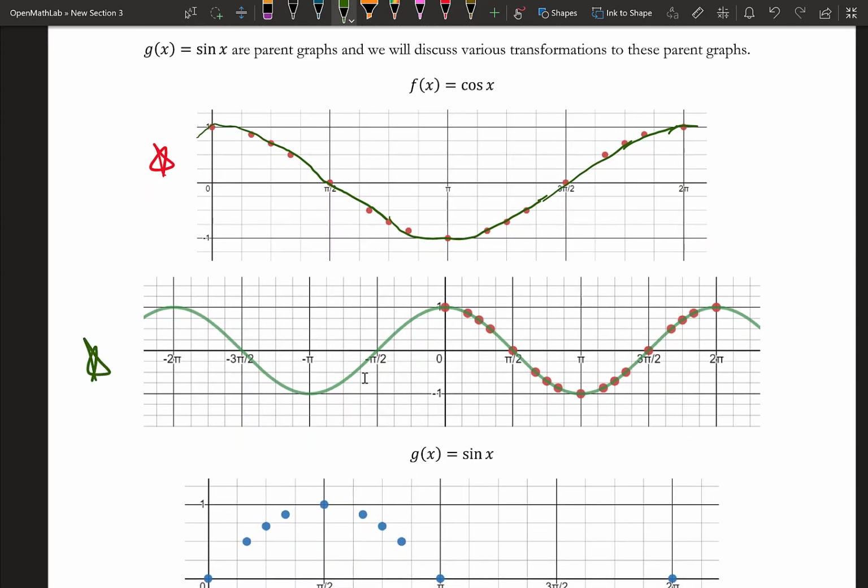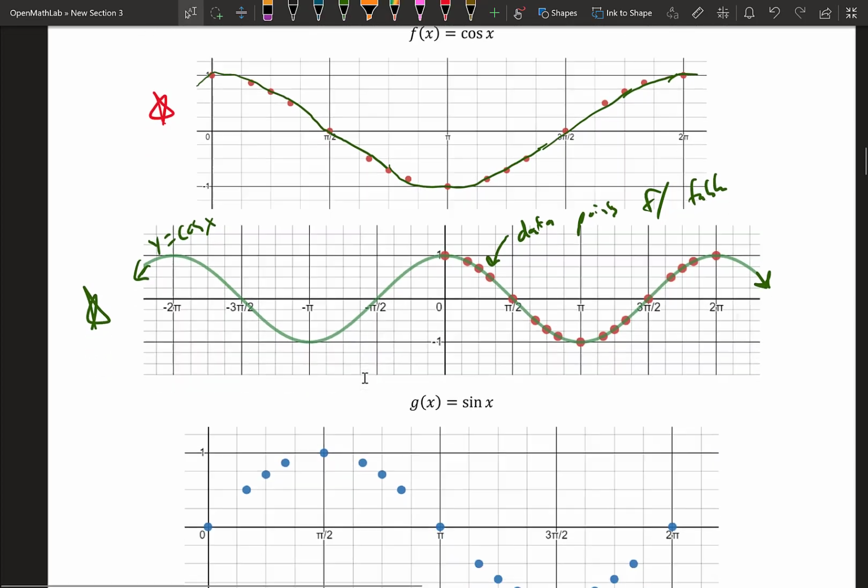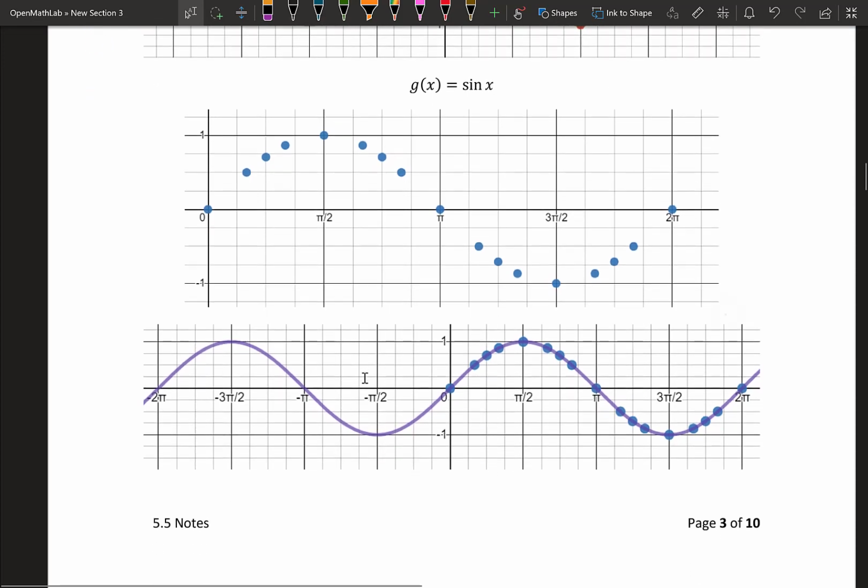And then the second graph, what this is actually looking at, so this solid green line is y equals cosine x, the actual function graph. And you can see these are all the data points from the table, just labeled, so you can see how they all fit on the function. And this goes on in these directions forever. It just keeps oscillating over and over again. It just keeps repeating. And then here's the same thing for sine.